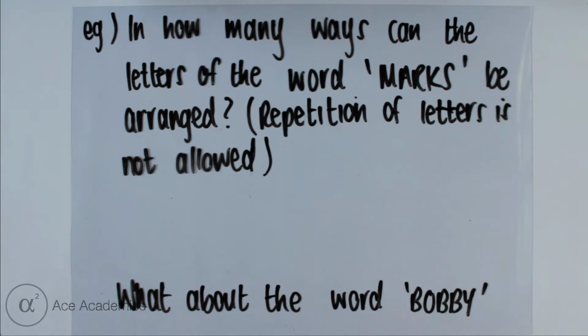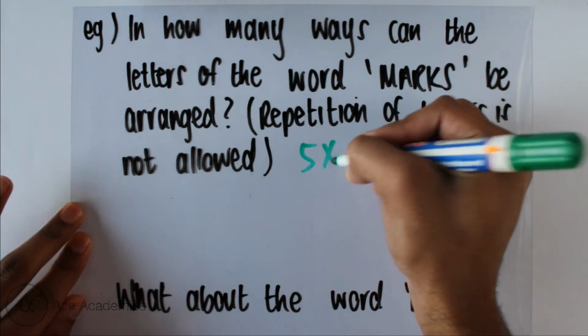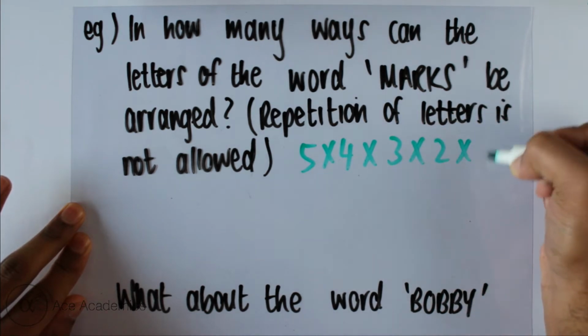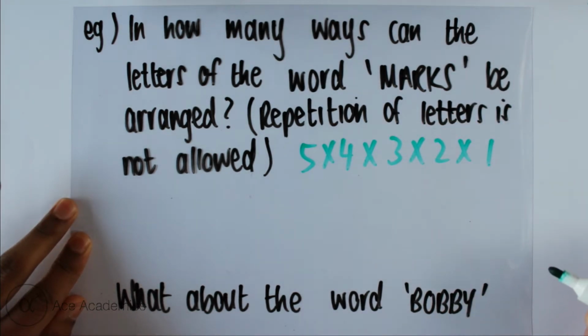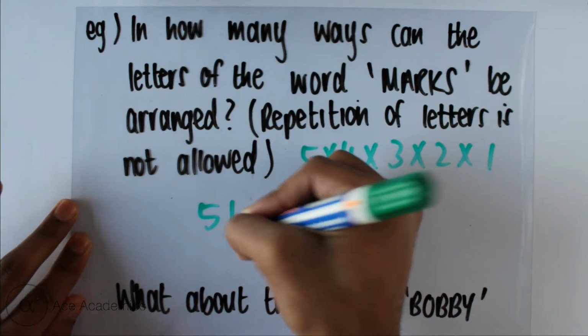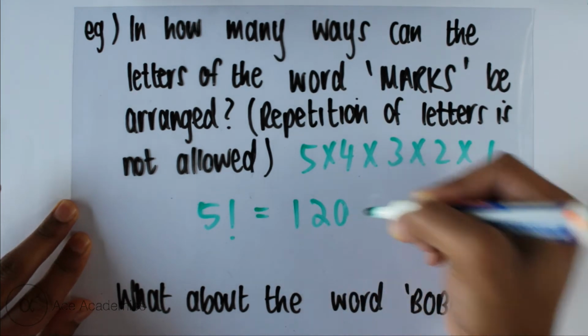Because in the first position, you can put any 5 of the letters. In the second position, we can only put 4. In the third position, we can put 3, and so on. So the answer to this question is simply 5 times 4 times 3 times 2 times 1. This can also be written in factorial notation as 5 factorial, which simply equals 120.